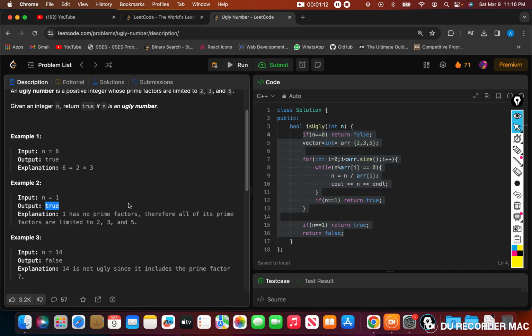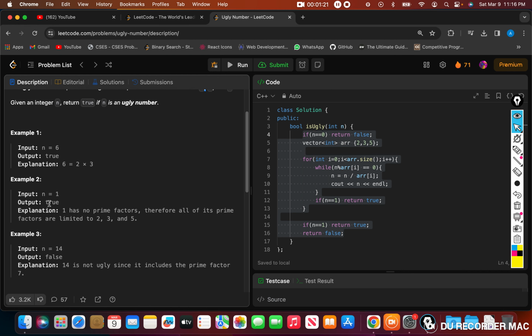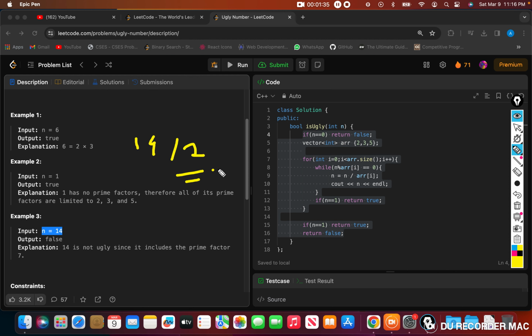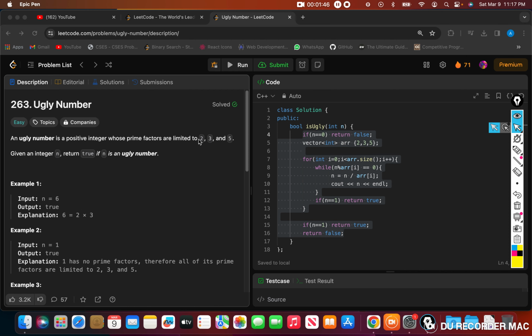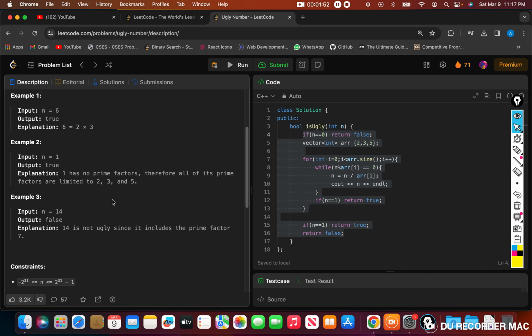If our number goes to 1 by dividing by 2, 3, or 5, then we have to return true. The next one is 14. Suppose we are dividing 14 by 2, we get 7. Then 7 is not divisible by 2, 3, or 5. So we have to return false for this.